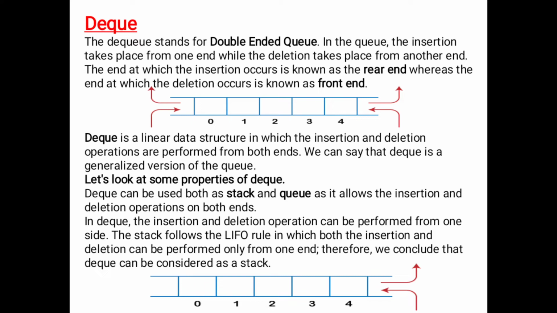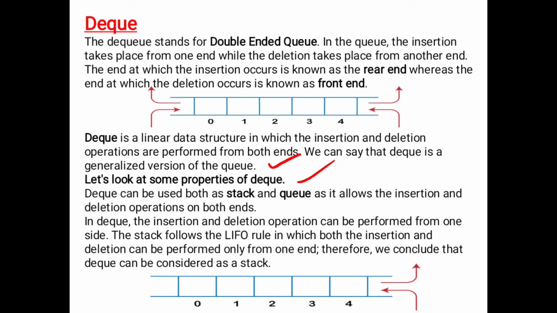Deque is a generalized version of queue. Deque, double-ended queue, is one of the types of queue. It is a generalized version of the queue because insertion and deletion are available from both ends. It is also referred to as a generalized version of queue. Then let us see the properties of deque. A deque can be used as both a stack and a queue, as it allows insertion and deletion operations on both ends.